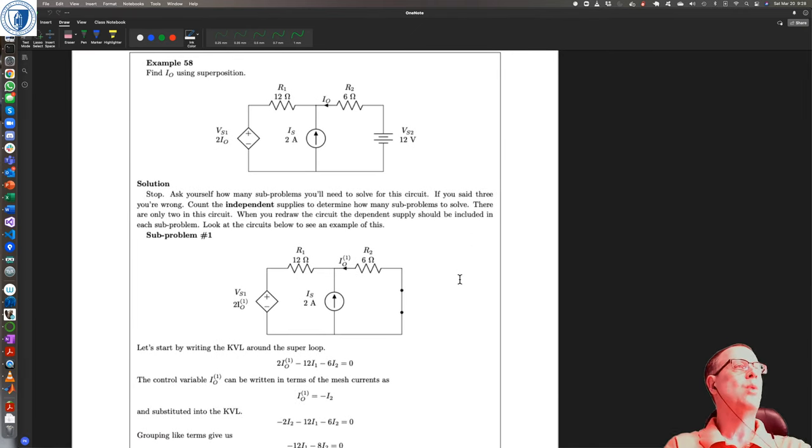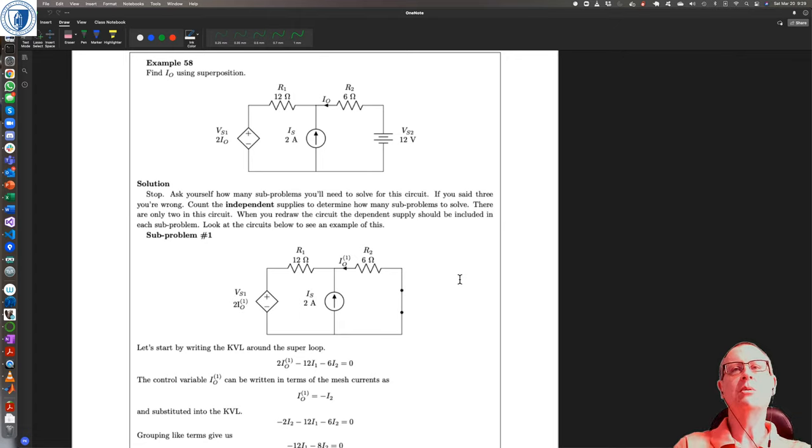So one question about superposition is what happens with dependent supplies, right? Here we've got VS1, which is a dependent supply. And you just leave them in the circuit and keep analyzing the circuit as if they were just part of the circuit, right? So here we've got two independent supplies, IS and VS2. And we just replace each of the independent supplies alternately.